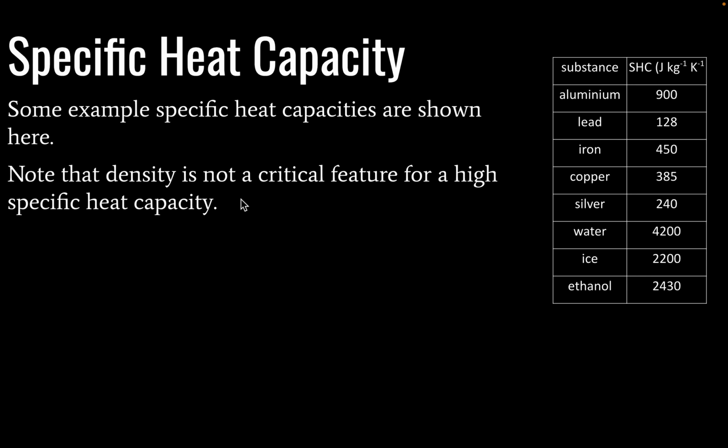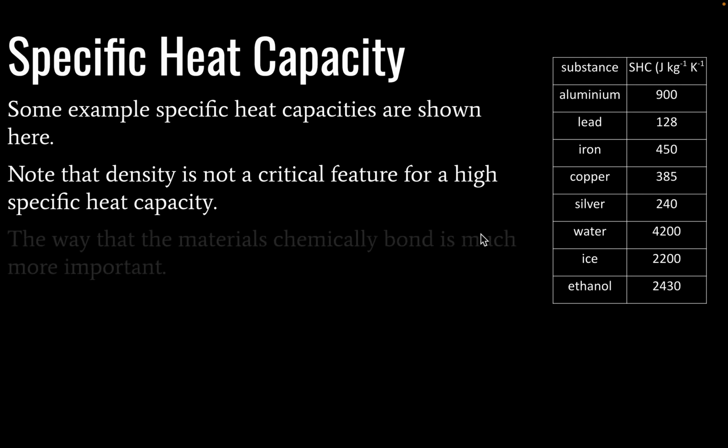You should note that density is not the critical feature for high specific heat capacity. Water here has the highest on this particular chart, and in fact, water is generally one of the highest around, period. It's not the highest, but it's very, very large. That's due to the fact that water has a special type of chemical bond that we don't need to discuss here, but that chemical bond is more important than the density of the substance. All of these are more dense than water, will sink in water, but this has a much, much higher specific heat capacity.